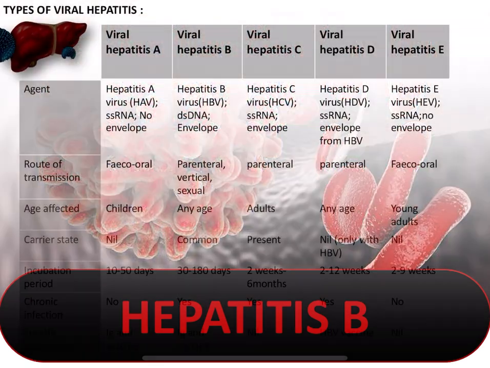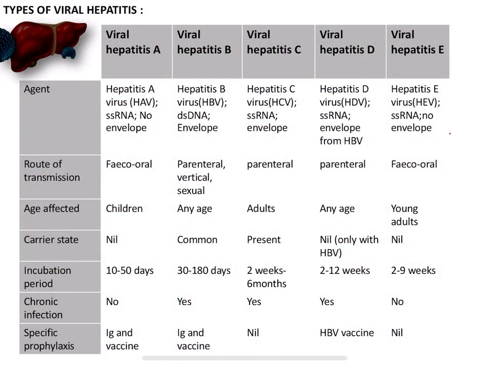Hepatitis A is caused by the single-stranded RNA virus which has no envelope, and the route of transmission was fecal-oral route. Children were more commonly affected. It has no carrier state and the incubation period was 10 to 50 days. Since it is an acute infection, chronic infection is not found in cases of viral hepatitis A. And the specific prophylaxis is immunoglobulins and vaccine.